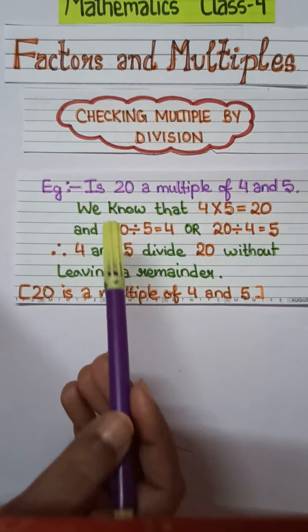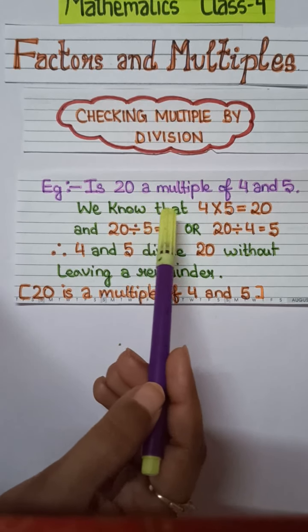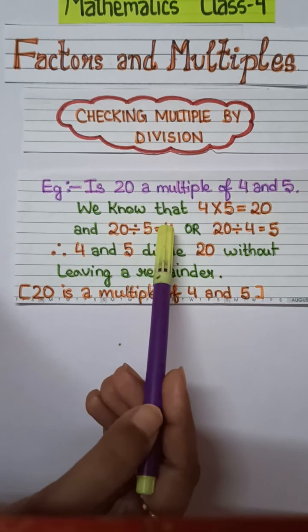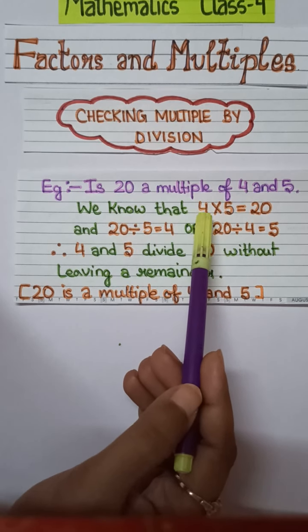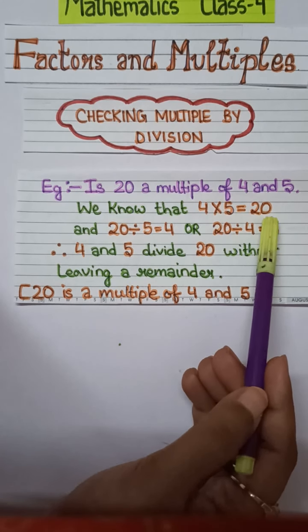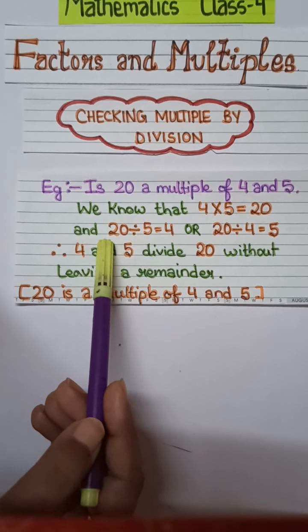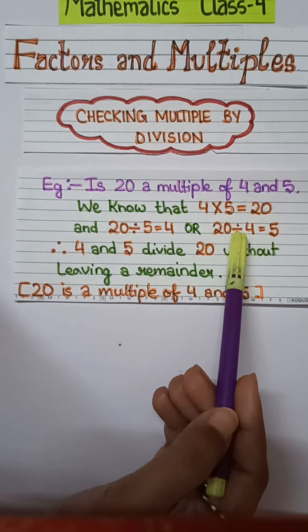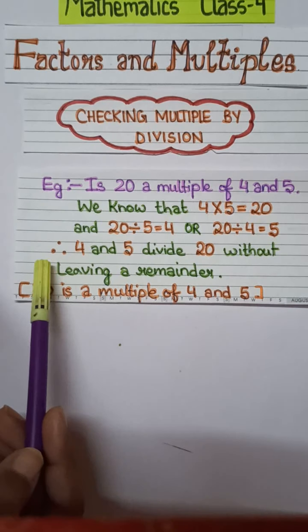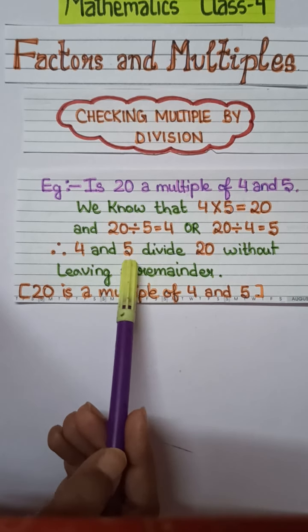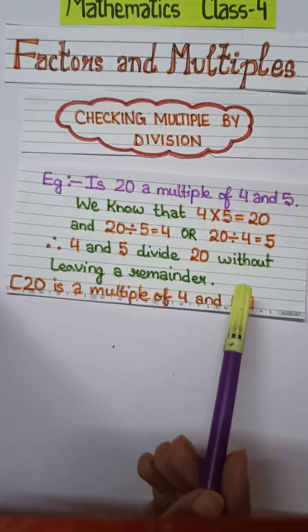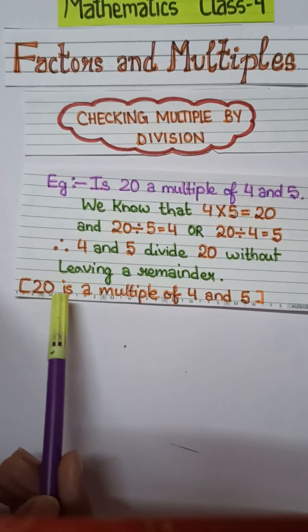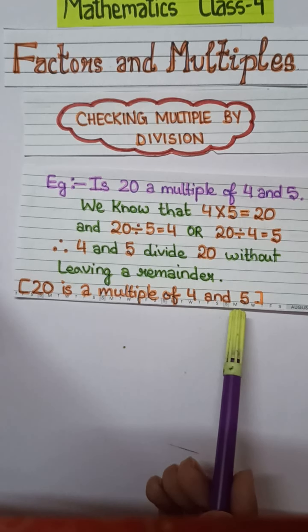Now look at this example. Is 20 a multiple of 4 and 5? We know that 4 multiplied by 5 is equal to 20, and 20 divided by 5 is equal to 4, or 20 divided by 4 is equal to 5. Therefore, 4 and 5 divide the number 20 without leaving a remainder. So, 20 is a multiple of 4 and 5.